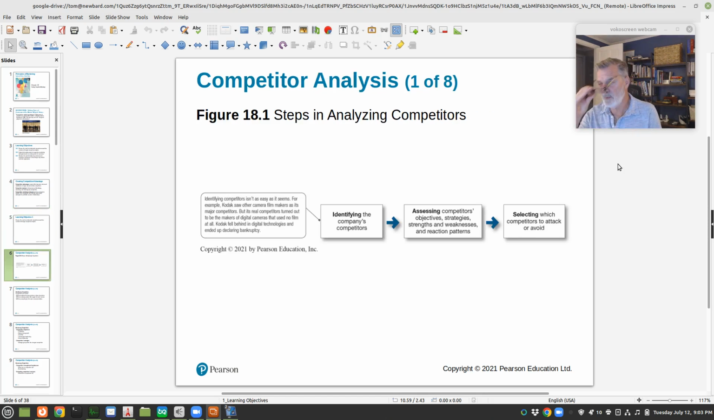And how do I make my competitors either less important or irrelevant? Remember, strategy is always about picking a game you can win, and focusing on exploiting your strengths and exploiting the other guy's weaknesses. So you identify who the competitors are, you assess their objectives, their strategies, their strengths, their weaknesses, and how they react to things, and then you decide how you're going to attack or avoid them.